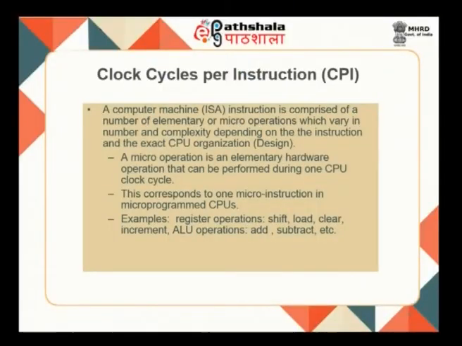Now, a computer machine or an ISA instruction is comprised of a number of elementary or micro operations which vary in number and complexity depending upon the instruction and the exact CPU organization. Say for example, a micro operation is an elementary hardware operation that can be performed during one CPU clock cycle. This may be a shift instruction, this may be an add instruction, and so on. And this normally corresponds to one micro instruction in a microprogrammed CPU.